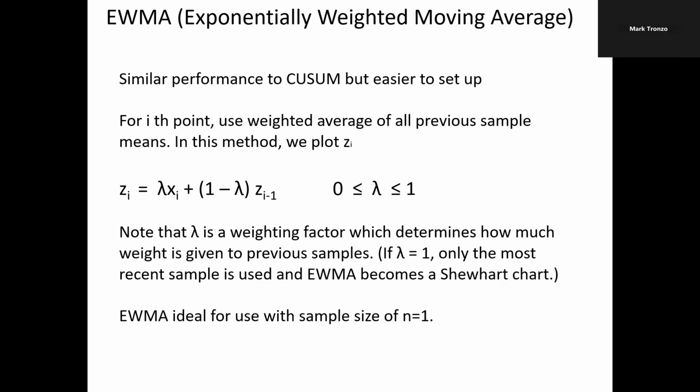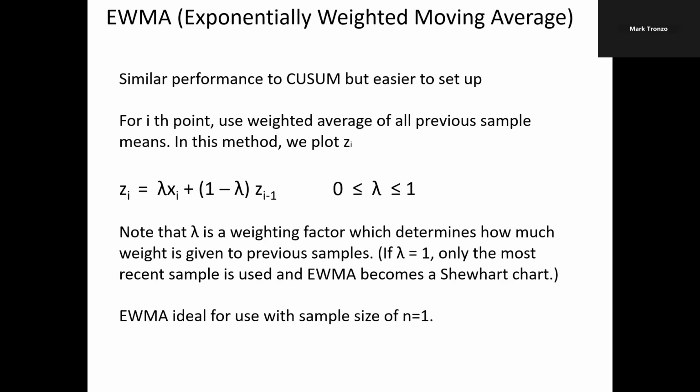Next, we're going to look at the exponentially weighted moving average control chart. This is another way to make a control chart for samples of parts or whatever you're doing, and it does similar things as a Q-sum chart. It takes into account the current sample, but also takes into account previous samples.